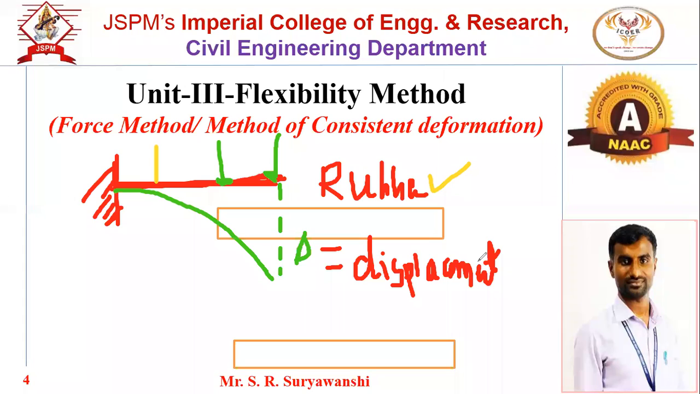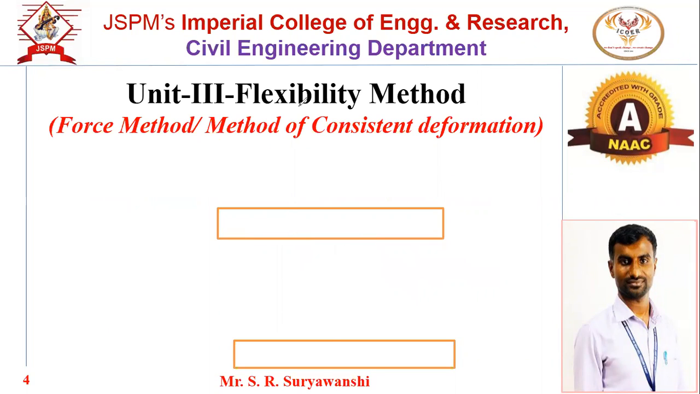Flexible means what? The displacement is more. What we can observe in a flexible body is that the displacement is more. As flexibility will give the displacement, we have to understand that if there is flexibility, definitely there will be a displacement. Suppose delta is the displacement. Whenever we are considering flexibility, what we have to find out is the displacement.